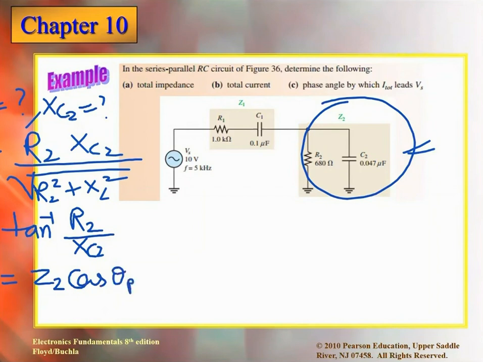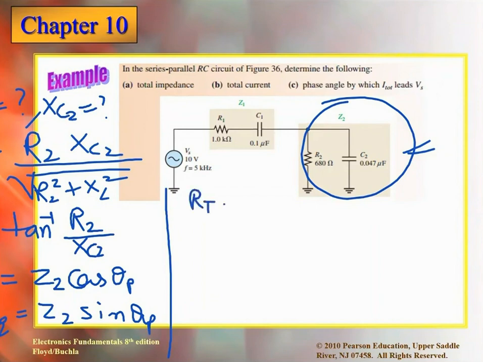Now, XC equivalent, what will it be? Z2 sine theta p. So after getting this, now I know the series equivalent of the given parallel. So my circuit will look like the one which I drew previously, right? I am not drawing that again. So the time is to calculate the total resistance and total reactance. So total RT is R1 plus R equivalent.